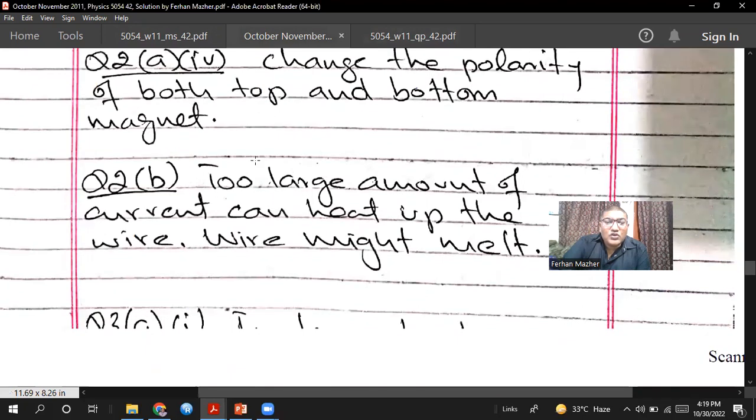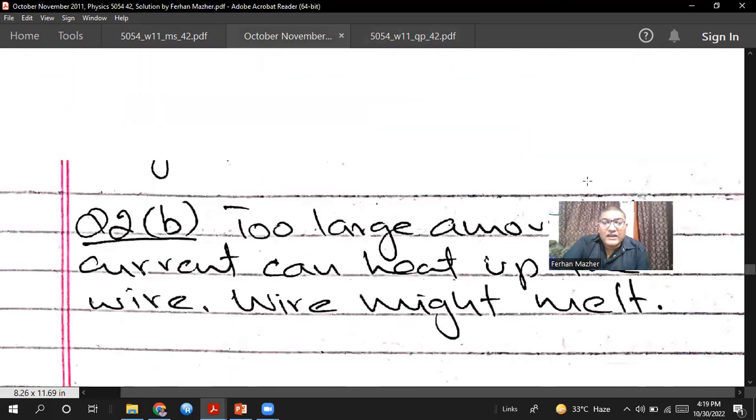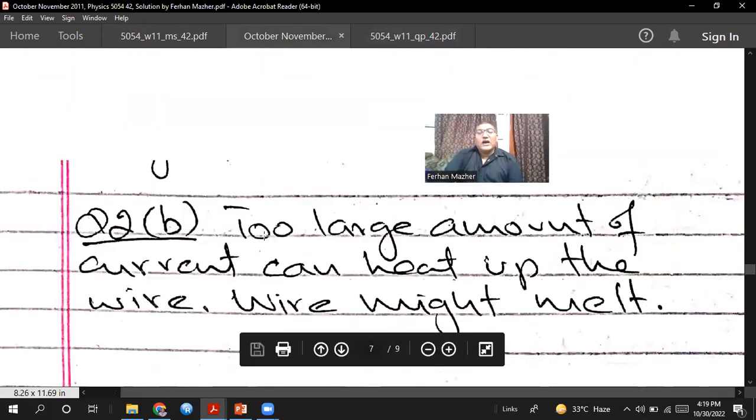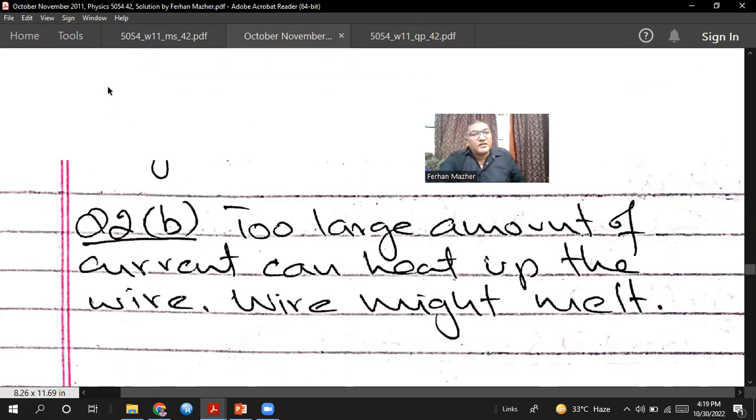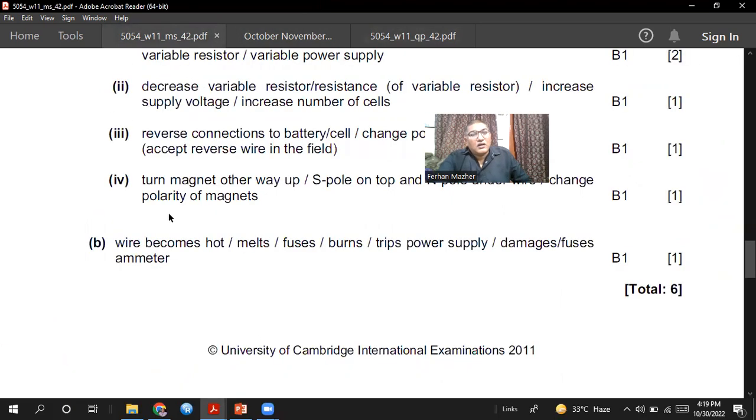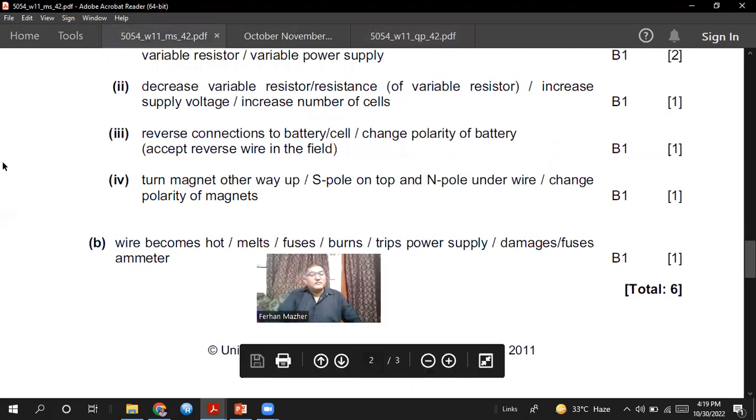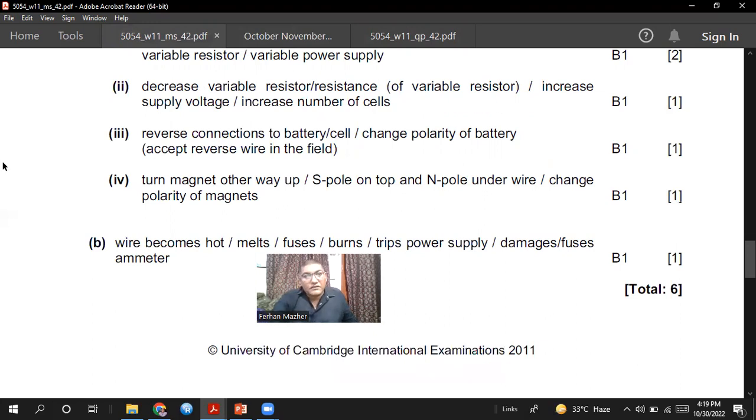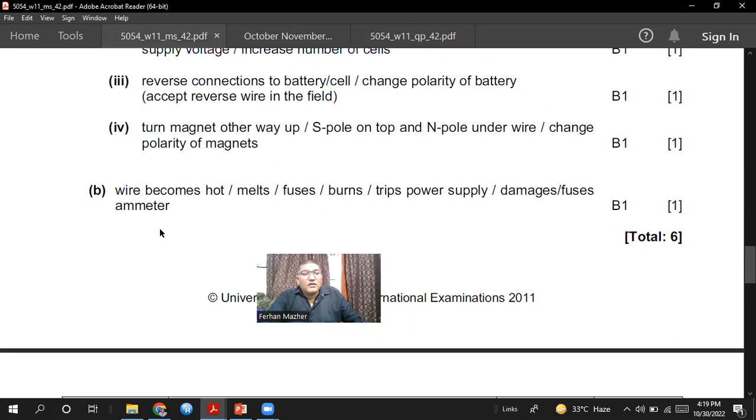He says too large amount of the current can heat up the wire. Wire might melt. This is that last part.